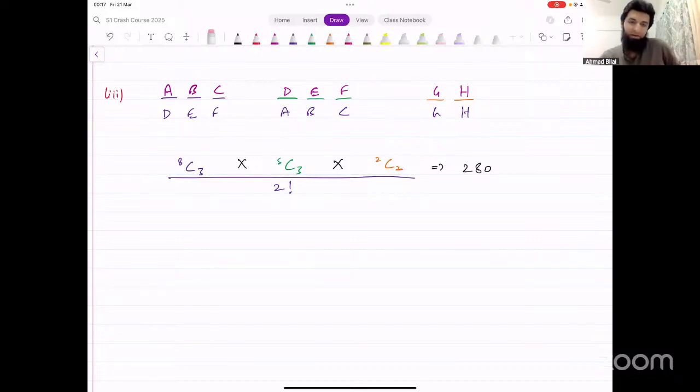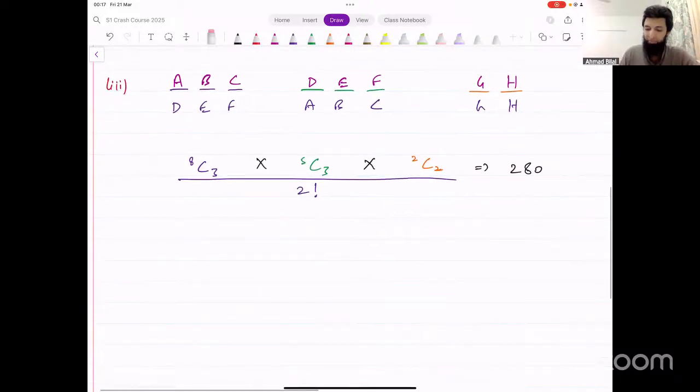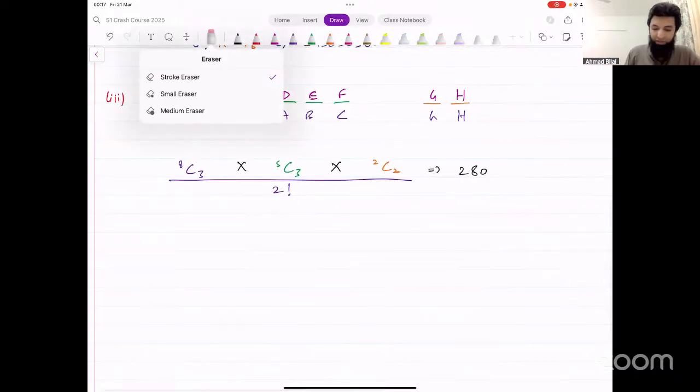But this question, I could not find the updated marking scheme, but it definitely is incorrect in the marking scheme. This is what it should be. Okay. All right. So this is 280. And that's the result that we get from this.